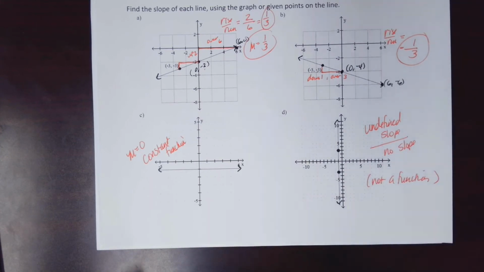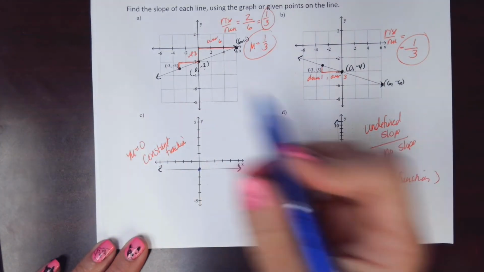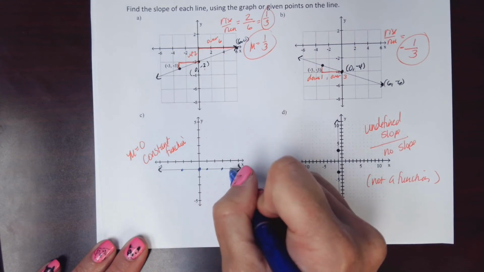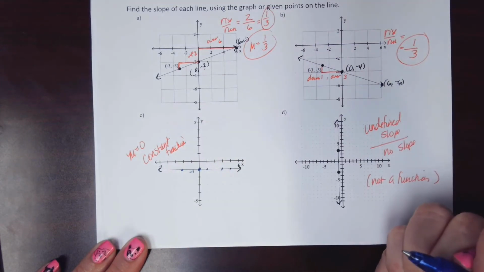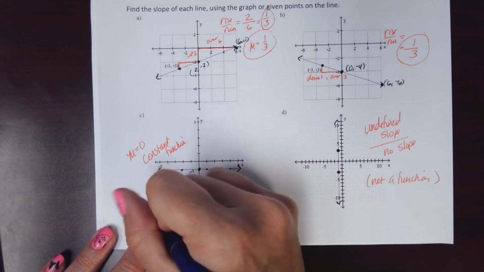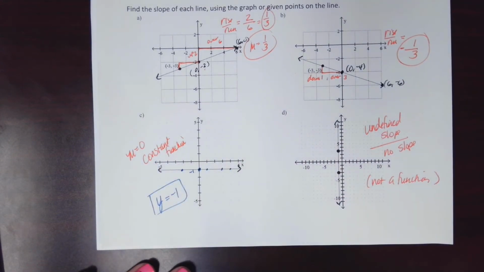Now I can give equations for these lines. This line, no matter what my x value is, what is my y value here? Well, my y value is negative 1. No matter what my x value is, y is negative 1. That's the equation for this constant function.